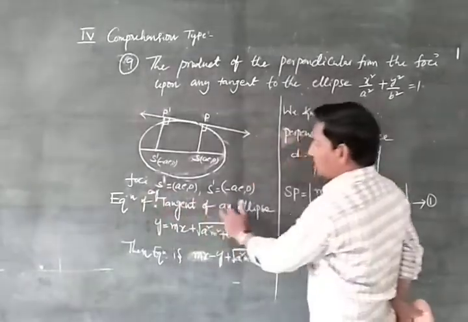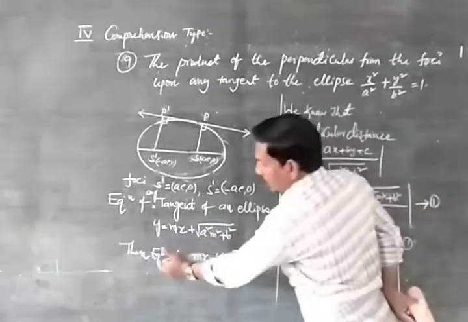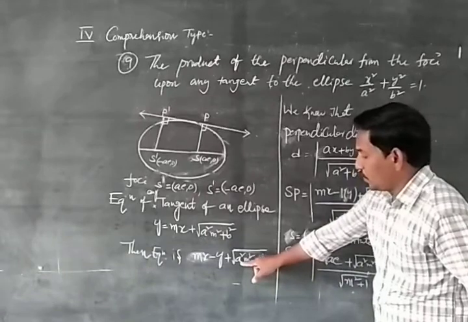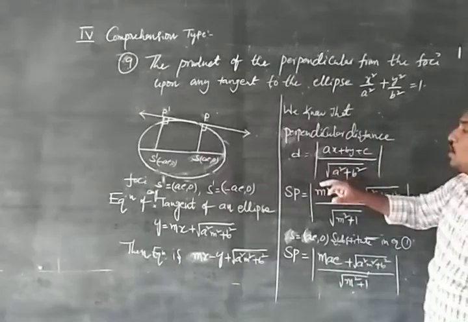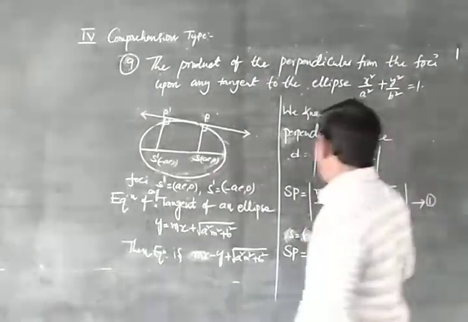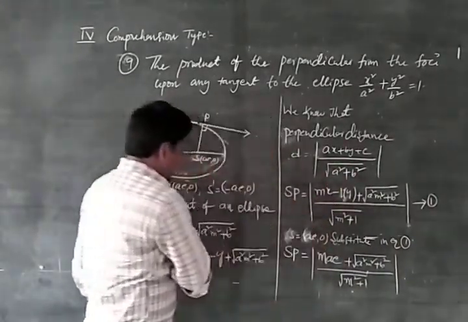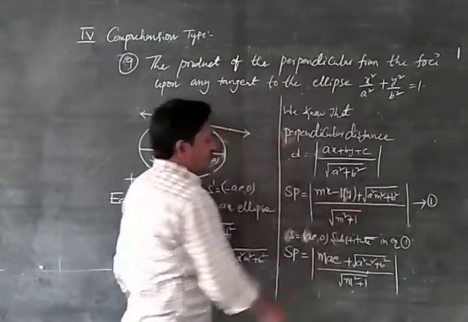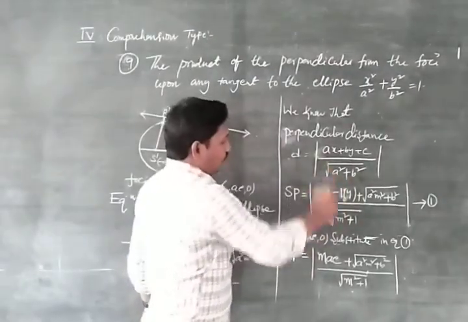The equation of any tangent of an ellipse is y equal to mx plus root of a square m square plus b square. Then the equation is mx minus y plus root of a square m square plus b square. We know that the perpendicular distance is equal to ax plus by plus c by root of a square plus b square. So SP equal to mod of mx minus y plus root of a square m square plus b square, by root of m square plus 1.